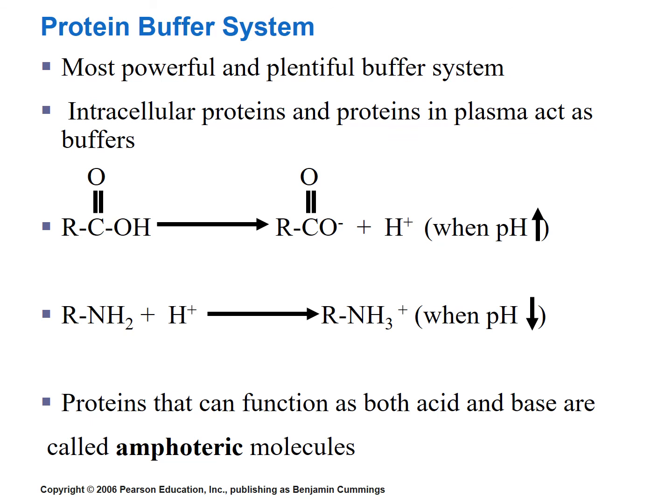So proteins in both the intracellular fluid and in the plasma provide resistance to changes in pH and therefore provide a very powerful buffering system by taking hydrogen ions up as pH levels drop and releasing hydrogen ions as pH levels increase.